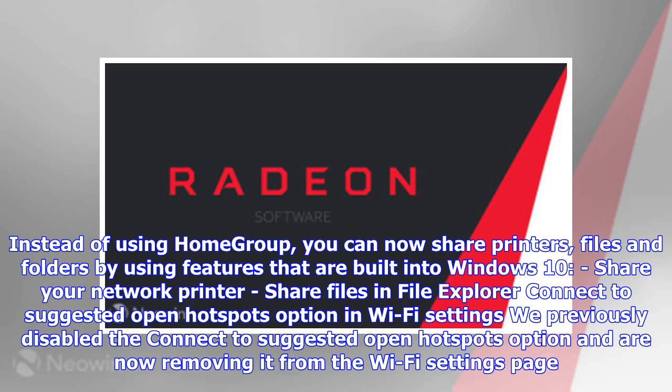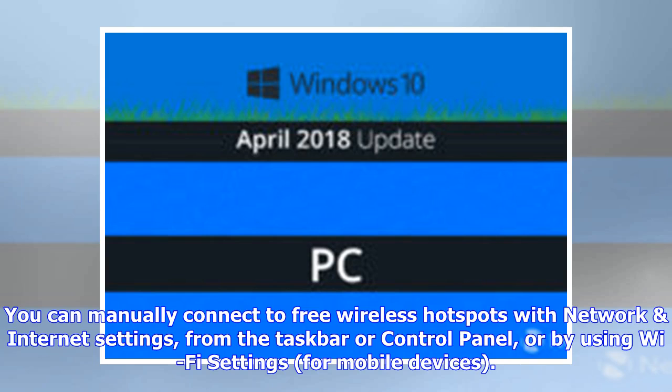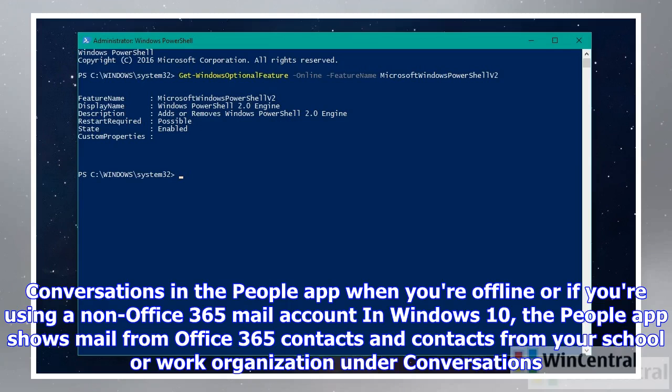Connect to Suggested Open Hotspots option in Wi-Fi settings. We previously disabled the Connect to Suggested Open Hotspots option and are now removing it from the Wi-Fi settings page. You can manually connect to free wireless hotspots. Conversations in the People app: when you're offline, or if you're using a non-Office 365 mail account in Windows 10.